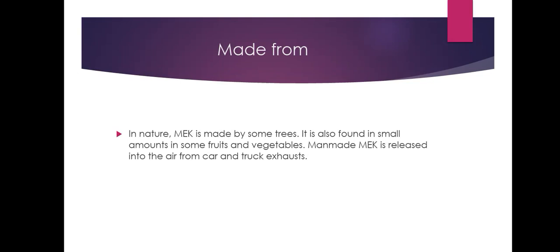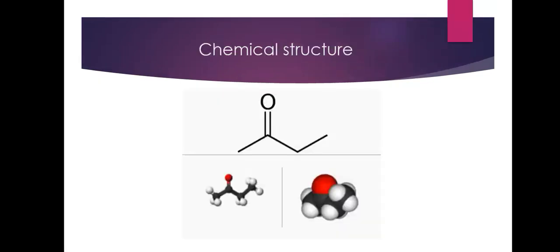It is also found in small amounts in some fruits and vegetables. Man-made methyl ethyl ketone is released into the air from car and truck exhausts. Chemical structure of methyl ethyl ketone.